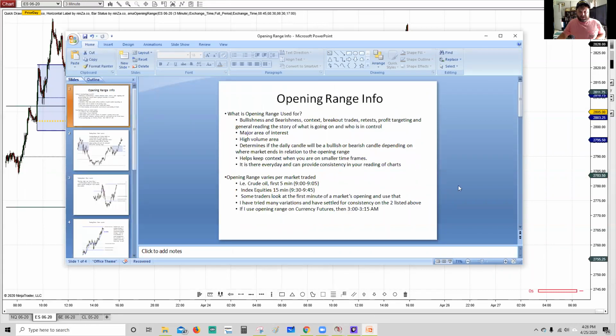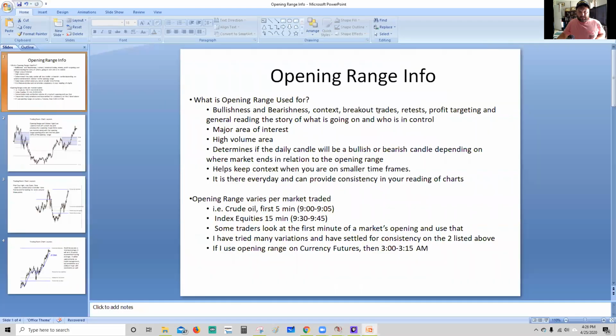Opening range information, here's a slide on it. Bullishness, bearishness is a major area of interest. It's a high volume area. It's where the market opened and the market wants to get away from it.